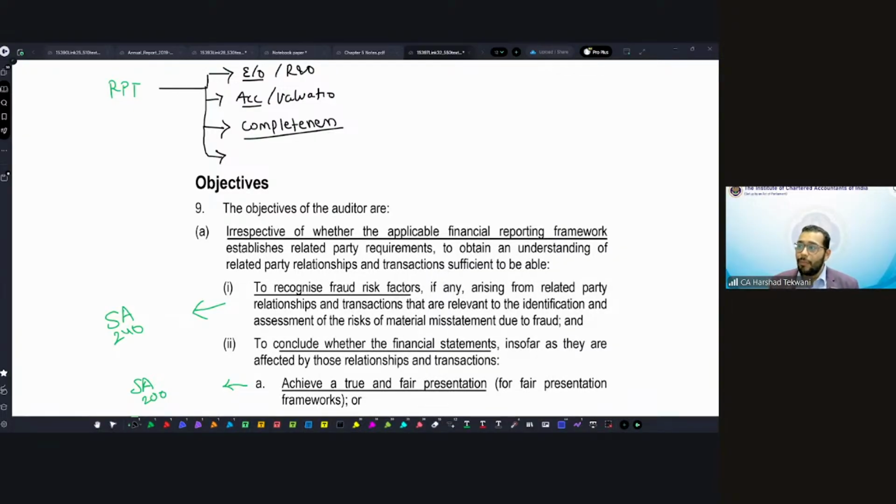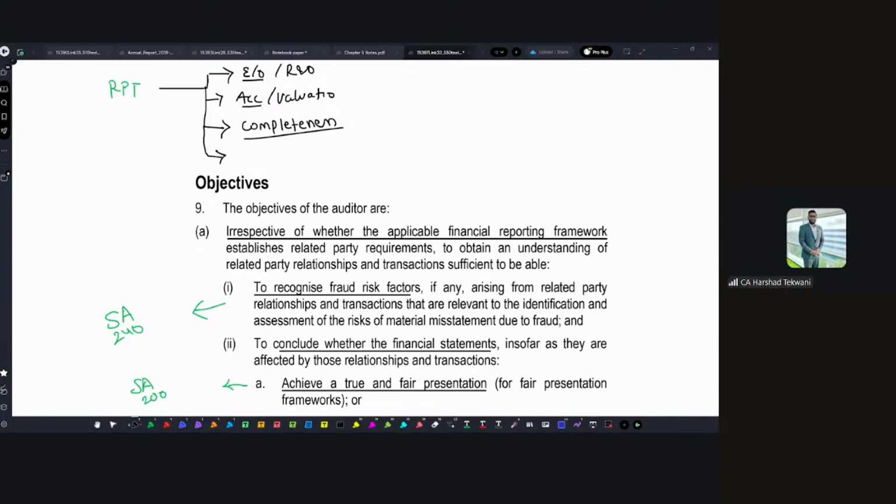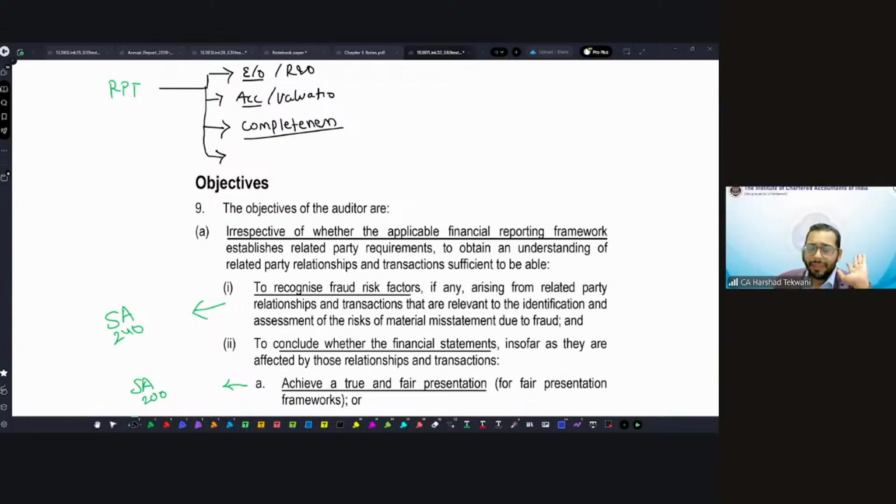What else could be the risk? Come on guys, quickly, easy. Management is not previously identified. That is completeness. Risk of fraud is there, sir. Again, see, risk of fraud or risk of related party transaction will be at the assertion levels.